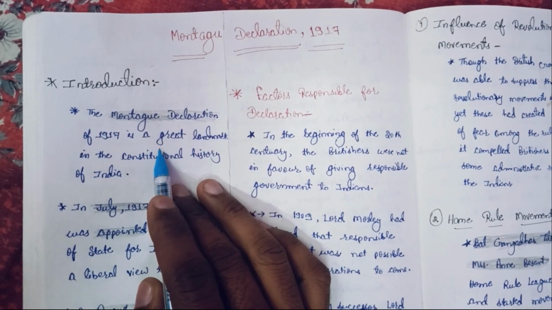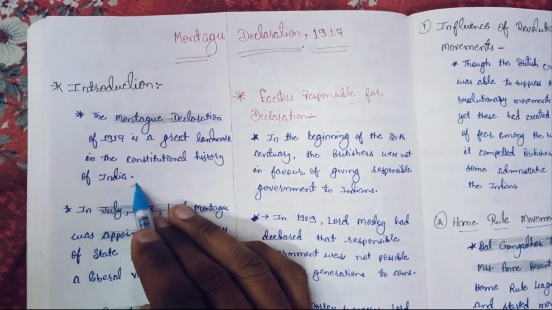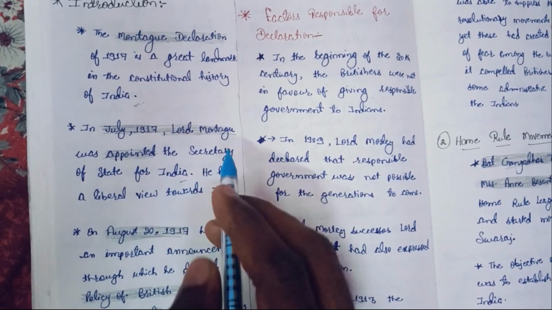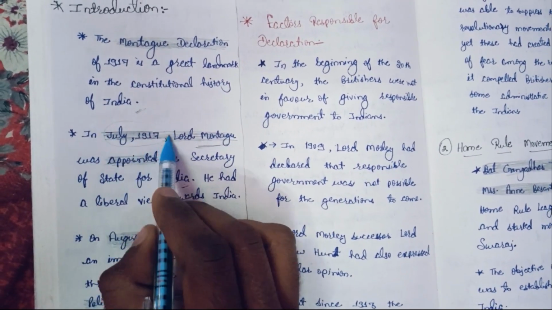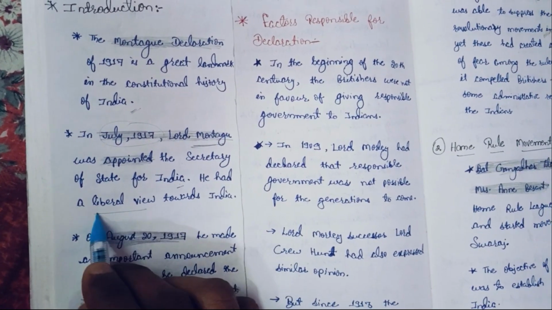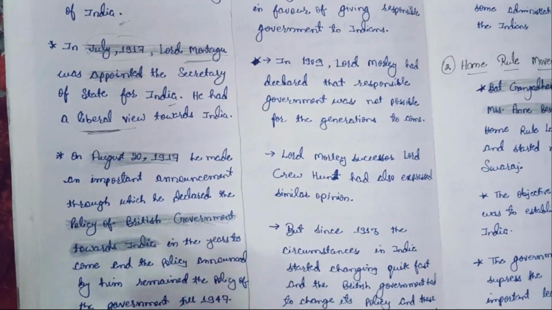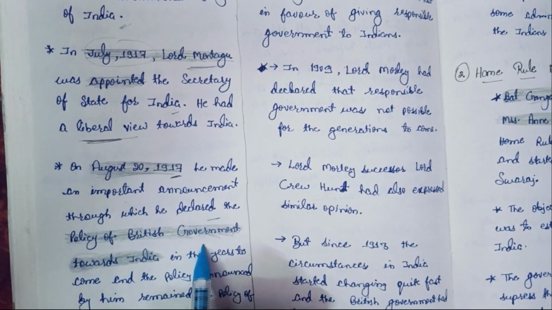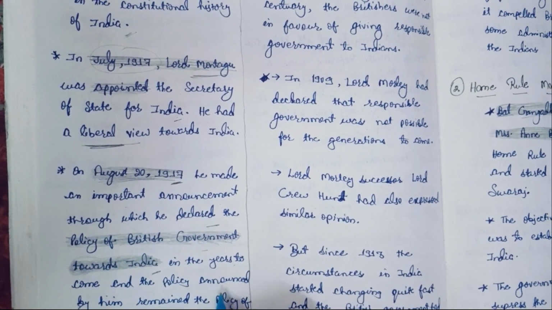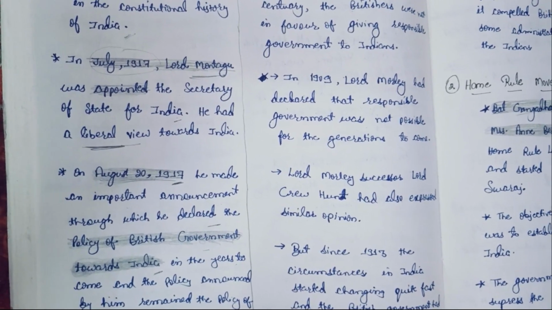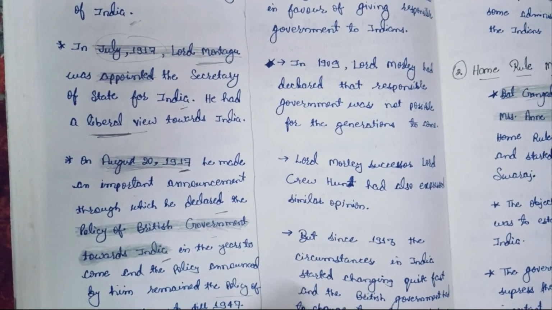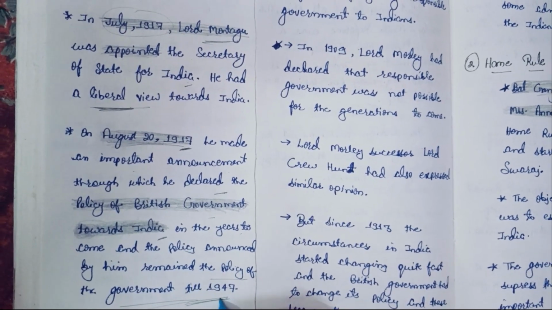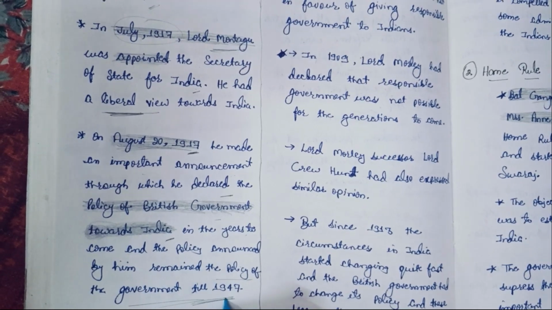The Montague Declaration of 1917 is the greatest landmark in the constitutional history of India. In July 1917, Lord Montague was appointed the Secretary of State for India, and his view towards India was liberal. On August 20, 1917, an important announcement was made by him, in which he declared the policy of the British government towards India. The policy he announced on August 20, 1917, remained the policy of the government till 1947, that is, till the end of British rule.